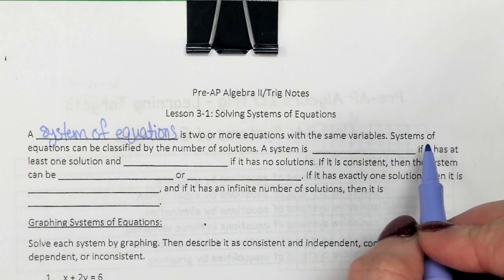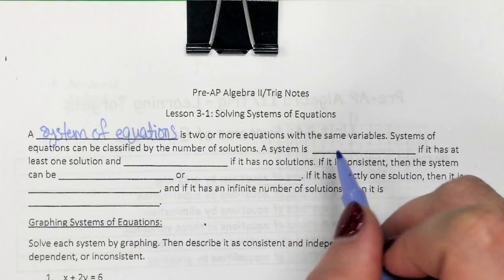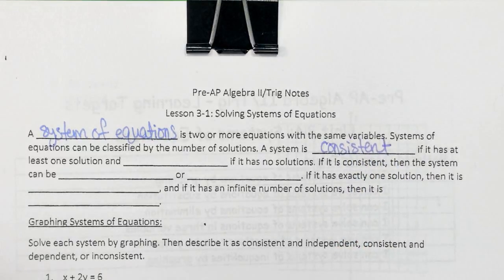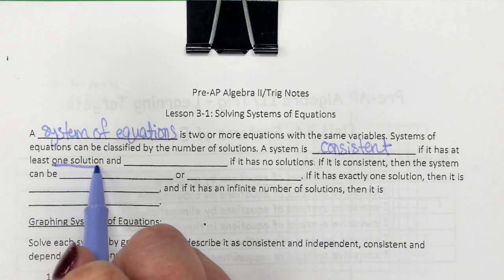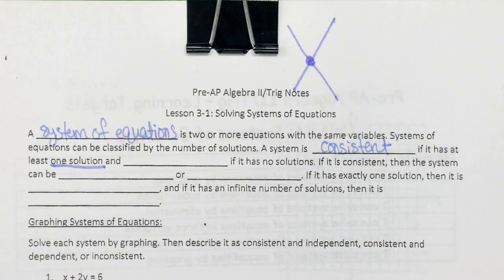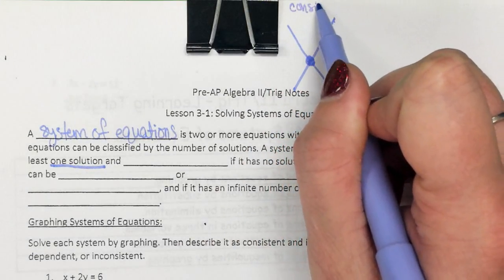Alright, so a system of equations can be classified by the number of solutions. A system is called consistent if it has at least one solution. So guys, this is what a one solution looks like. And if you're a visual learner, you might want to write that picture at the top to help you out a little bit. So why would you think that would be called a one solution? Because it only has one place. There you go. Very good. It only has one place where they cross. That's why it's called a one solution. And we said that we were going to call that consistent.